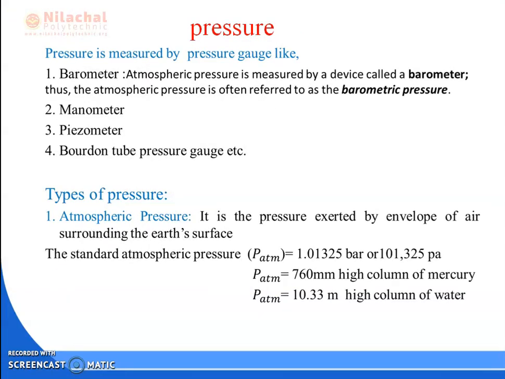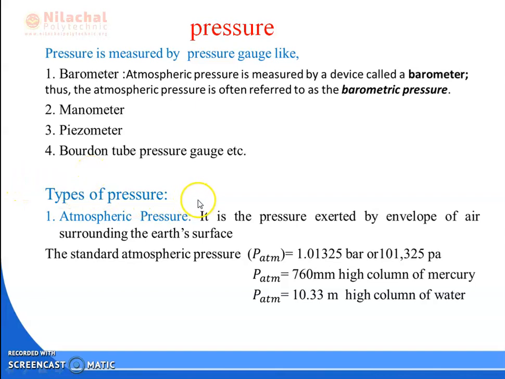Then, how will the pressure be measured? Pressure is measured by pressure gauges like the barometer. What is a barometer? Atmospheric pressure is measured by the device called barometer, and atmospheric pressure is often referred to as barometric pressure. Manometer, piezometer, Bourdon tube pressure gauge, these are the pressure measuring devices.